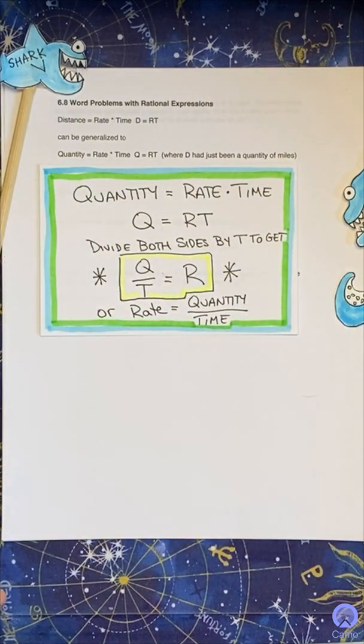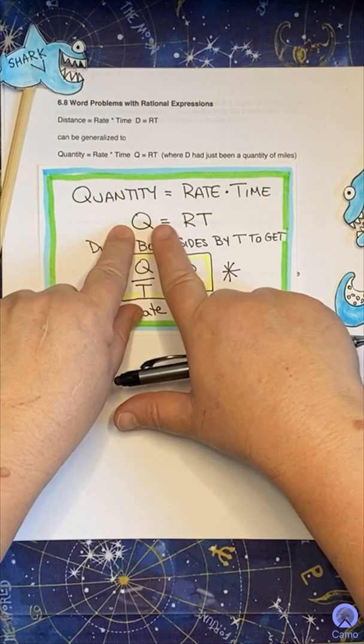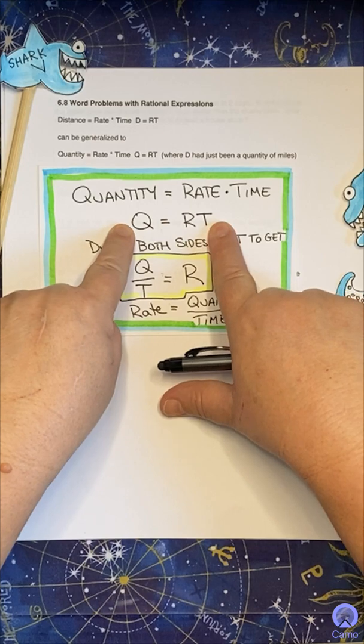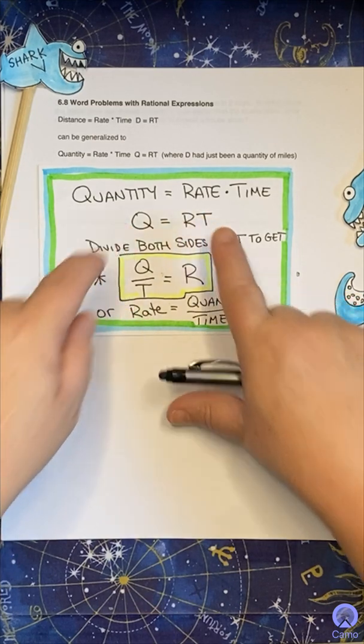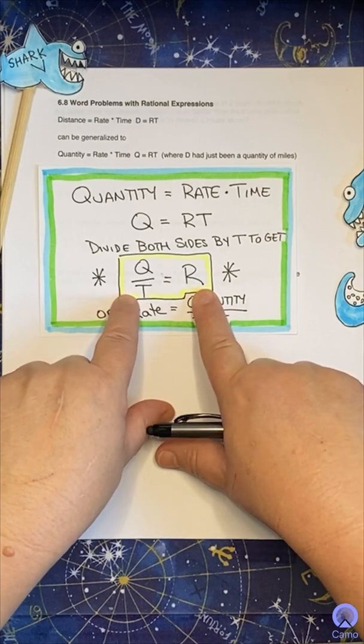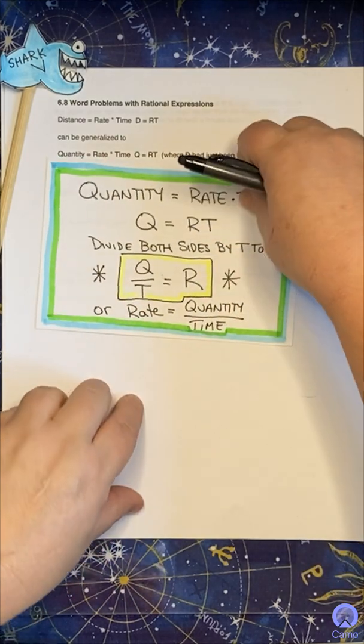distance equals rate times time. D equals RT, dirt. And that can be generalized to quart: quantity equals rate times time. And I've written it there, quantity equals rate times time, quart. This isn't the form we're generally going to use, though. We're going to divide both sides by t to get this interesting little guy.